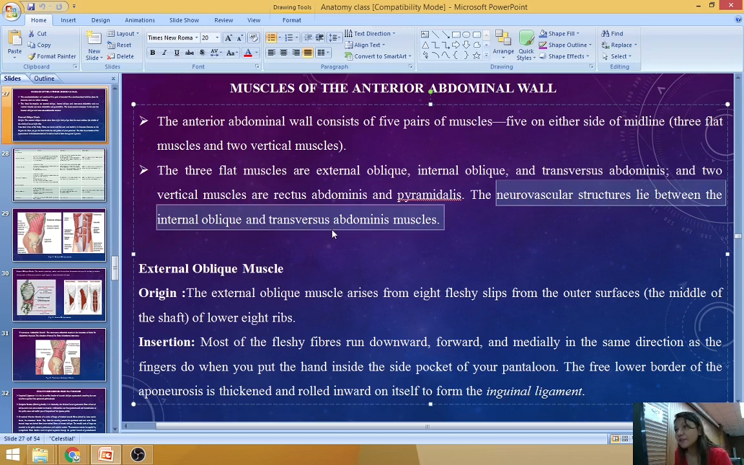This is an MCQ which might come in your exam. The neurovascular structures will lie between the internal oblique and transversus abdominis, not between external and internal. The neurovascular bundle, that is the veins, arteries, and nerves, will lie between the internal oblique and transversus abdominis.